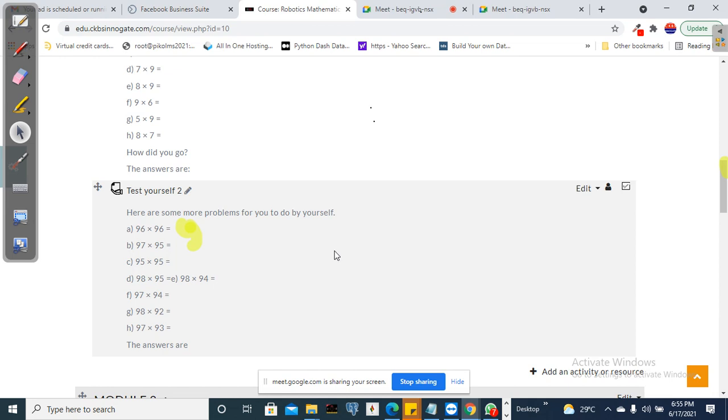Okay, that's good. So, is robotic mathematics difficult? Is it difficult? No, actually, it's the fun way. You need to enjoy maths.